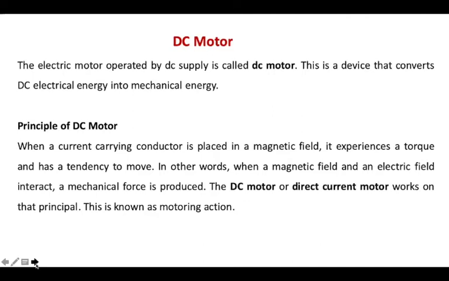Now, what is the basic principle behind a DC motor? When a current carrying conductor is placed in a magnetic field, it experiences a torque and has a tendency to move. In other words, when a magnetic field and an electric field interact, a mechanical force is produced. The DC motor works on that principle and is known as the motoring action.